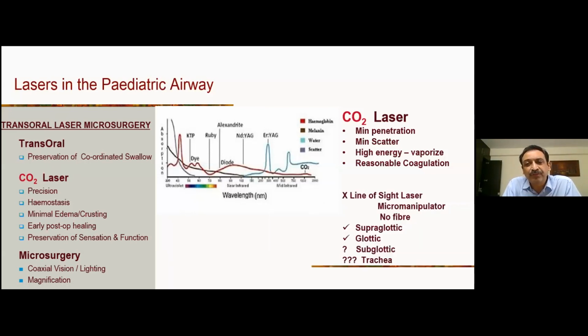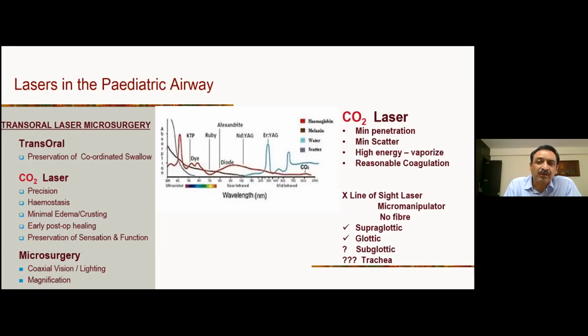So what's the problem with the CO2 laser? Of course, the problem is that you can only use it with the micromanipulator. There is a fiber now available, but it hasn't sort of gotten too popular. I don't think it gives you the same precision. The spot size is much larger when you use it with the fiber than when you use it with the micromanipulator. And so it does limit its use mainly to areas which are clearly in a straight line of sight when you put in your scope through.